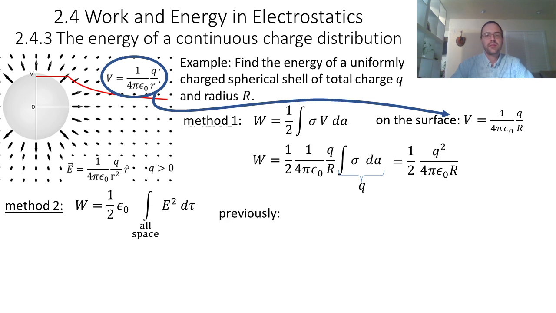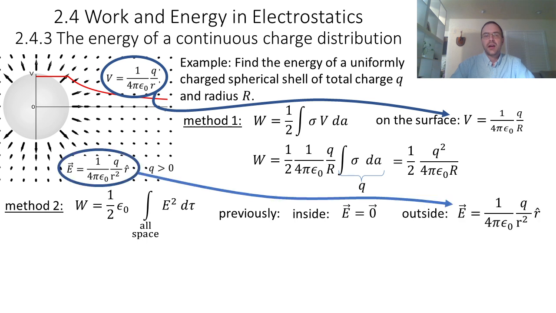Now let's do it with the second method. Previously, we already found the electric field from a spherical shell. We found that the electric field inside is 0, and outside it is 1 over 4 pi epsilon naught Q over r squared along r hat. So we only have to integrate outside because inside it is 0. And now we take the square of the electric field, and the constant can be taken out of the integral also. So the only thing that is left under the integral is 1 over r to the power 4.